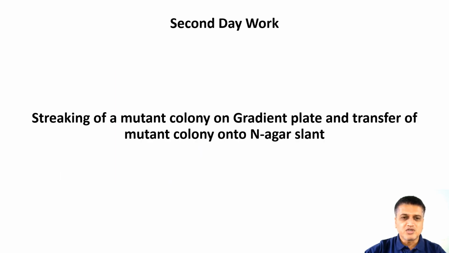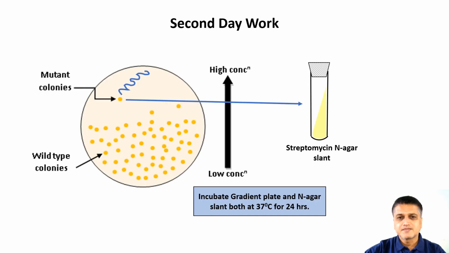Now we have to confirm the permanent nature of mutation, and we have to isolate mutant culture in pure form. For this, on second day, streak a selected mutant colony towards high concentration of antibiotic on gradient plate and onto an agar slant. Incubate the gradient plate and an agar slant both at 37 degrees Celsius for 24 hours.